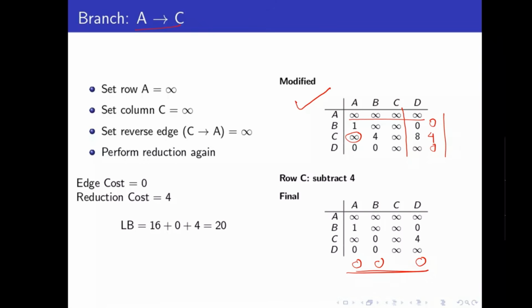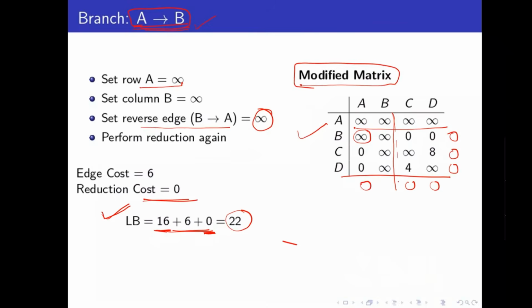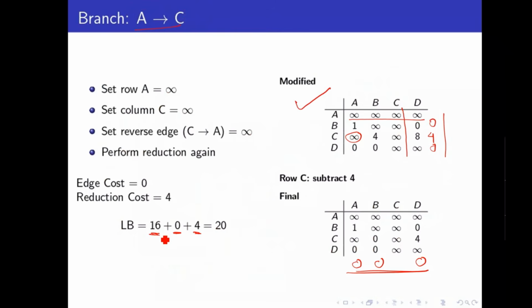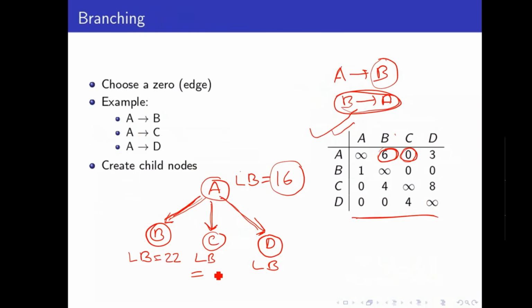So total cost will be parent lower bound 16, reduction is 4 and the edge cost. Let us look again at the parent matrix. A to C, edge cost is 0. So total will be 16 plus 0 plus 4, 20. Right. So for the next node, lower bound is 20.